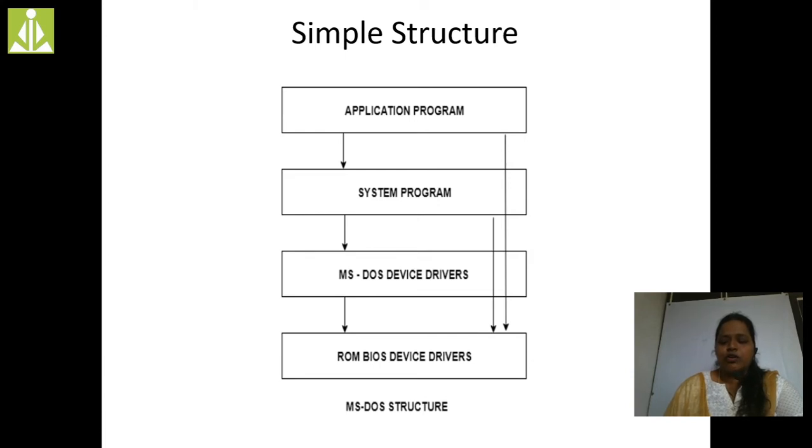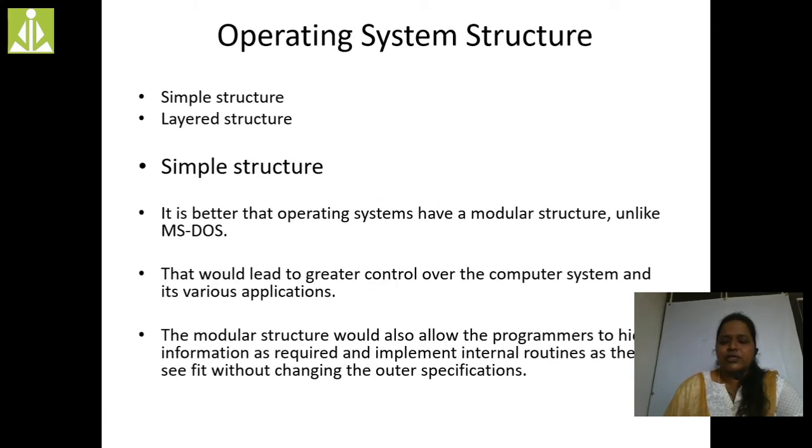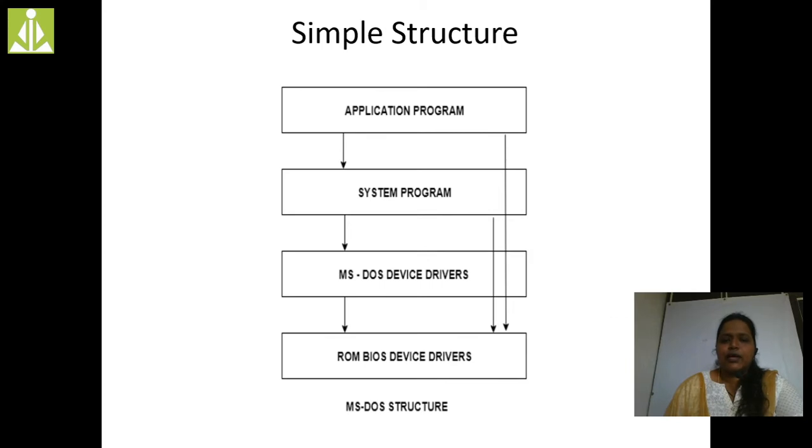But the drawback you will face with this simple structure is that we need great control over the computer system. Why? Because the data flows from the application program to the system program, then the device drivers, and then the RAM where we store the data. So this simple structure does not involve anything. All the things follow only one layer, one straight line of processing. So if anything happens, everything will get damaged.